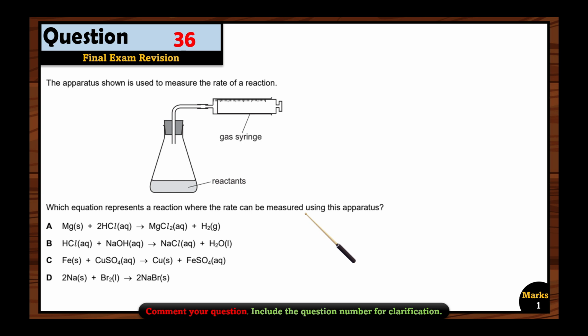Question 36. The apparatus shown is used to measure the rate of the reaction. It means with the gas syringe, the product will be your gas, and these are your reactants. Which equation represents a reaction where the rate can be measured using this apparatus? This apparatus we can only use if our product is a gas. So let's see in which reaction we have a gas as a product. This is the only reaction in which we have a gas. All other reactions don't have any gas, so only option A is the right option.